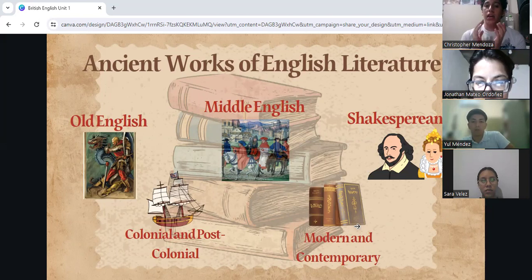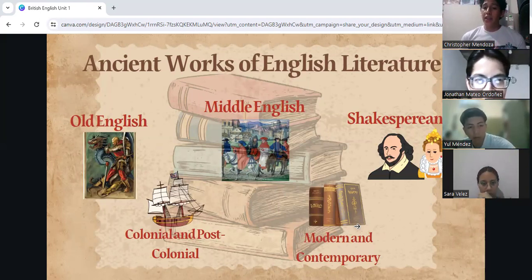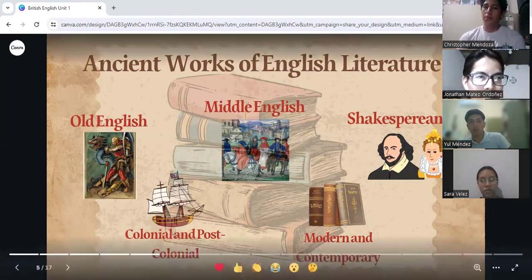It was marked by the reign of Queen Elizabeth I. William Shakespeare wrote comedies, tragedies, histories, and fantasies, and he wrote about 38 plays. The post-colonial era, where the writers emphasized and reflected contemporary issues such as ethnicity, nationalism, and political power. And the last one, we have the modern and contemporary, where the writers focus on individualism, experimentation, and symbolism.